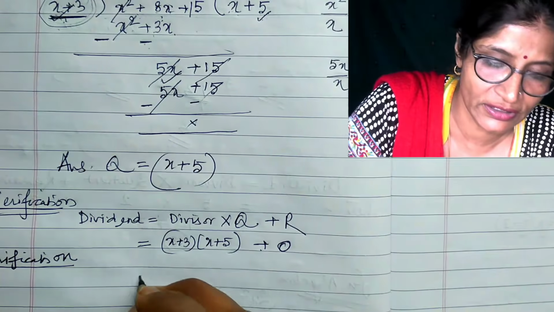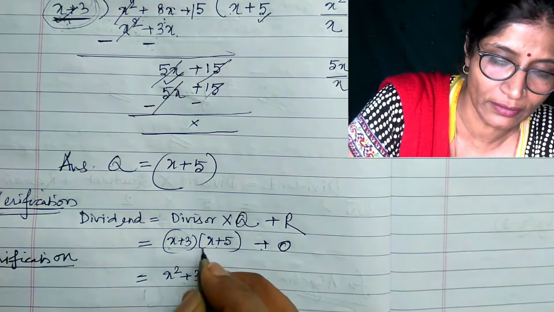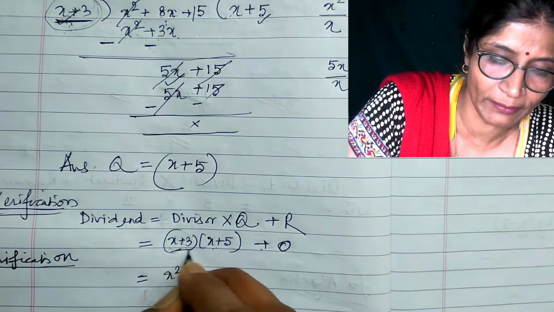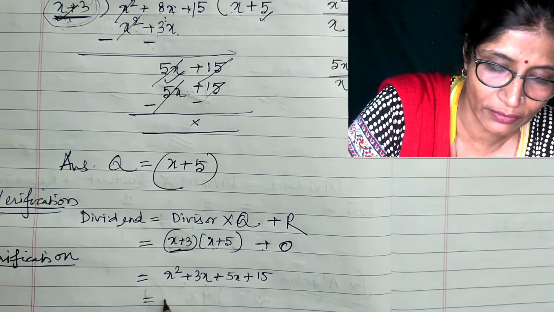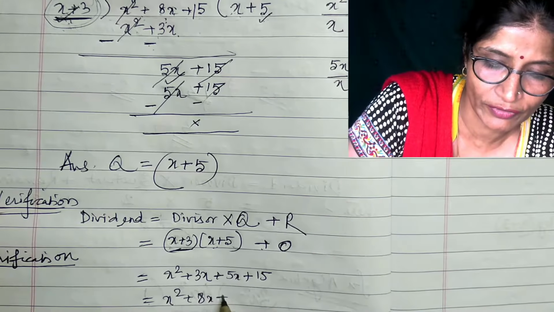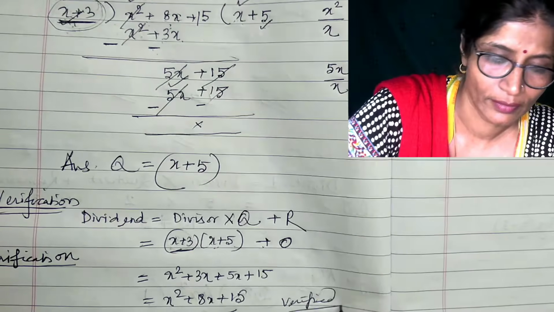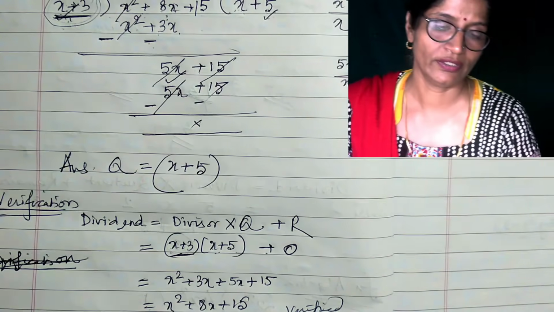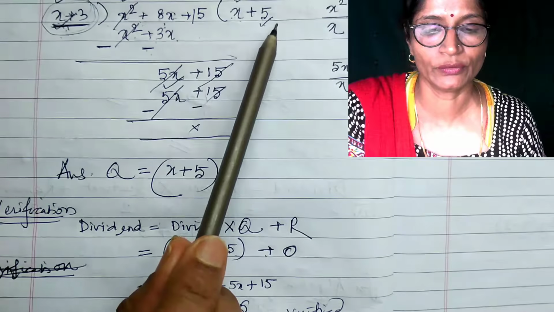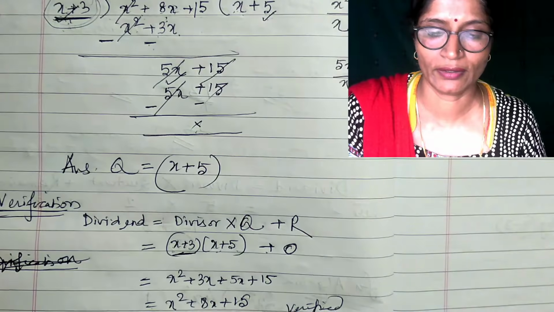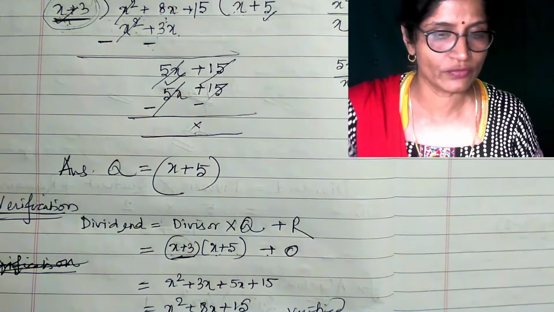Okay. So let's see, if you multiply, x square plus 3x, and then 5 into both, plus 5x plus 15, is equal to x square plus 8x plus 15. So this is verified: the dividend is equal to divisor into quotient plus the remainder. And my answer is the same, x square plus 8x plus 15. So it is verified.